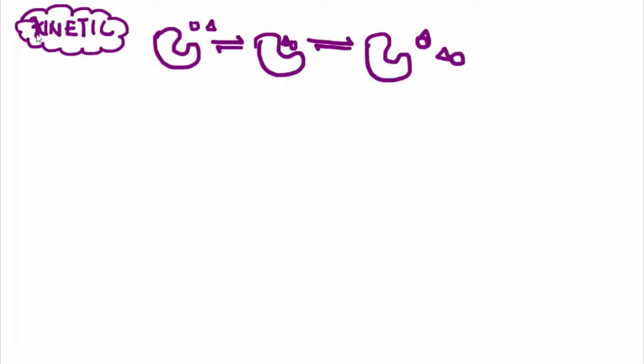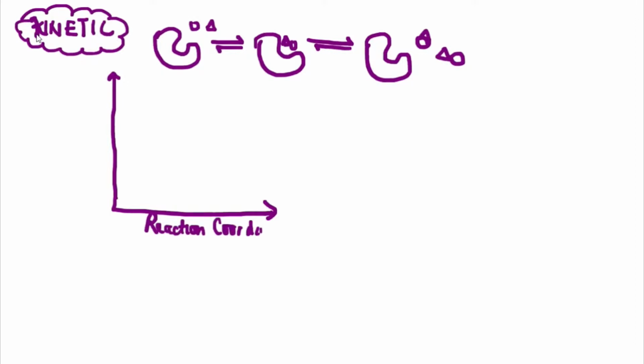Now this actually leads to the idea of the reaction coordinate diagram here, where we have the reaction coordinate on the x-axis, and on the other side we have the energy on the y-axis, and this is quite important in understanding more of the thermodynamics connection and also the kinetics of a reaction.